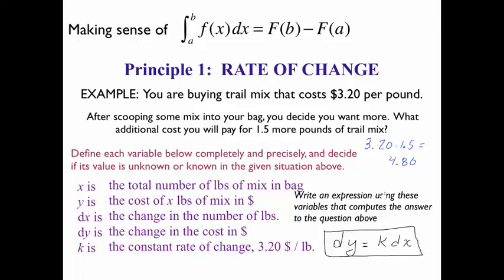So this is how we think about constant rate of change. Here's the key: $3.20 per pound doesn't only mean that 1 pound costs $3.20. From that rate, you also know how much 2 pounds cost. How much does 2 pounds cost? $6.40. How much does 10 pounds cost? $32. How much does 100 pounds cost? $320. So you can have any change in the amount. It doesn't have to be an additional pound. It can be any additional amount, and that constant rate of change will tell you how much more you pay.